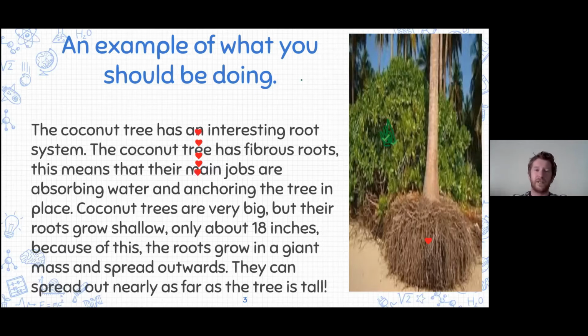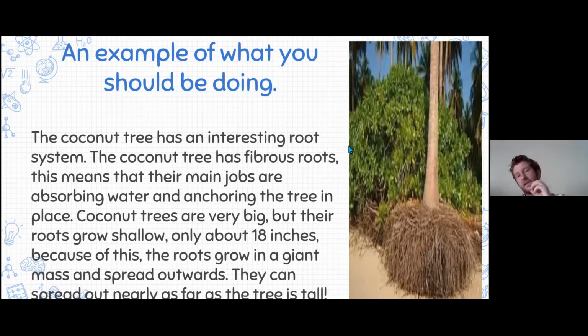So please take the hearts off the page. Here's an example of how I want you to write. First of all, tell me about the plant that you chose. We're obviously talking about roots, so tell me about the type of roots that it has and what the functions of the roots are. Now tell me the way that the roots are adapted.